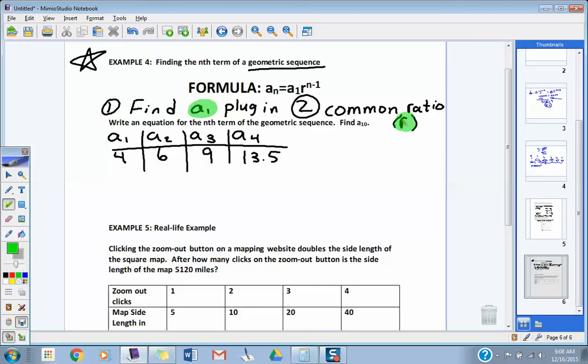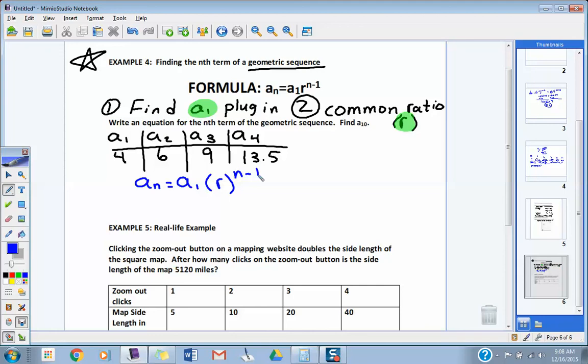So here we go. I like to go ahead and write the formula every time for a geometric sequence. So the formula that I'm going to choose to use here is the following. We're going to say a of n. That's going to equal my first term, a1, times r to the n minus 1 power. All right, step 1, first term. Do you know the value of the first term in this table?